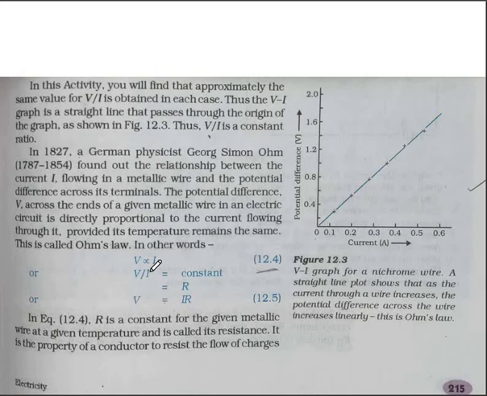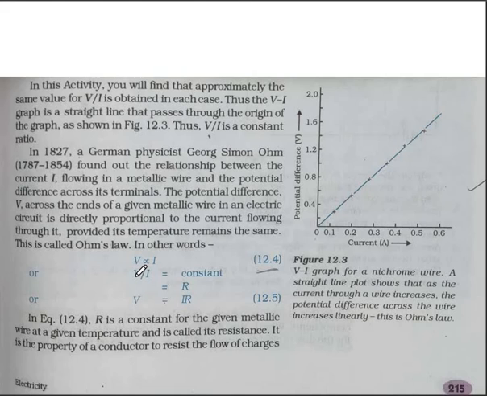From this, we can make it V by I equals a constant. This constant we can mark by capital R, which he called later on resistance. Actually R is the constant of proportionality, but later on it is called resistance. So one of the formulas: V by I equals R, V equals IR. Another formula also you can remember from Ohm's law: R is equal to V by I.